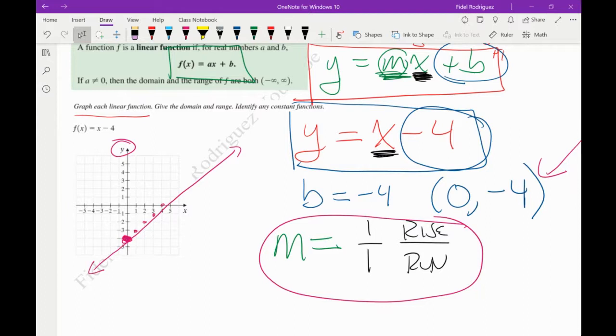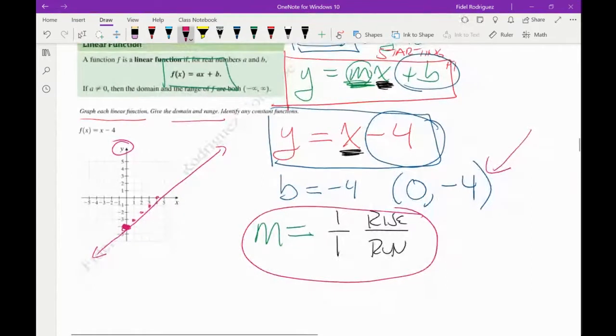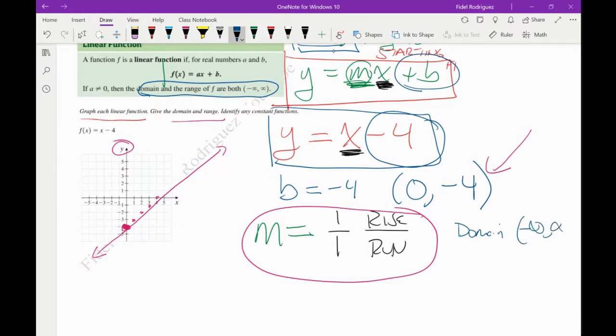So look at what the directions told me to do. It said graph the linear function. We just did that. Give the domain and the range. The one thing I want to mention about a linear function: the domain and the range are both going to be all real numbers, everything between -infinity and +infinity. So we're going to say the domain goes from -infinity to +infinity, and so does the range. That's how I graph a linear function.